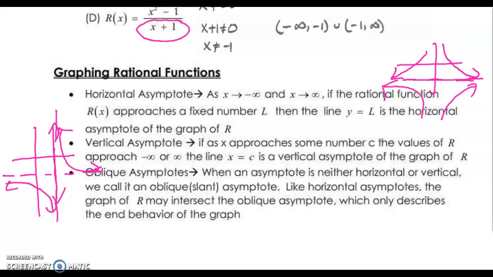And oblique asymptotes are slanted. So when an asymptote is neither horizontal nor vertical, we call it an oblique, or sometimes a slant asymptote. Those two names are used interchangeably. Like horizontal asymptotes, the graph of R may intersect the oblique asymptote. It can, because asymptotes are really about end behavior, so it can cross the asymptote. Yes, right here, it only describes the end behavior of the graph, and we'll get into that.